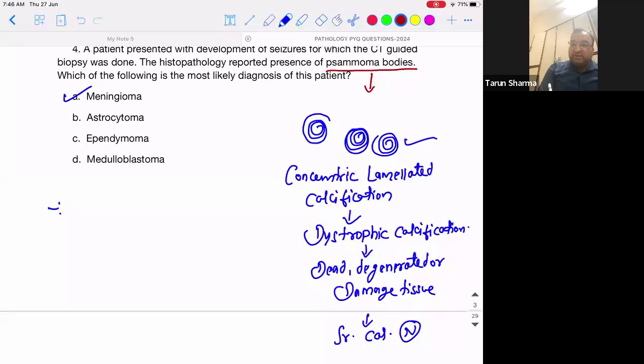So always remember, there are certain tumors where you are going to see psammomatous calcification. I'm telling you where they are seen. Psammoma bodies or psammomatous calcification are seen in certain tumors only. What tumors? Like meningioma of the brain, then serous cystadenocarcinoma of the ovary.